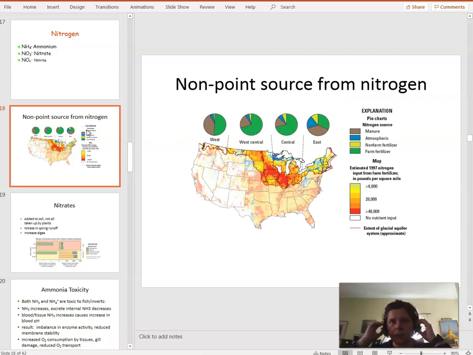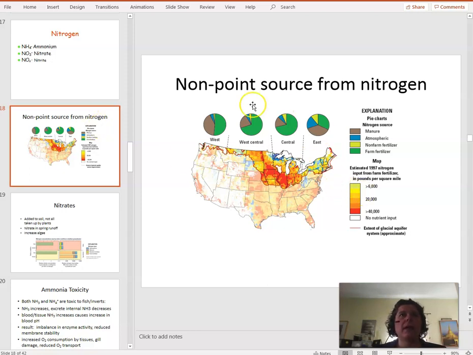So where does nitrogen come from? Well, basically it's what's called a non-point source pollution. We can't point to a location and say that's it. That's the point where we got the contamination in there. It's so diffuse because all the farmers of the area are doing it.